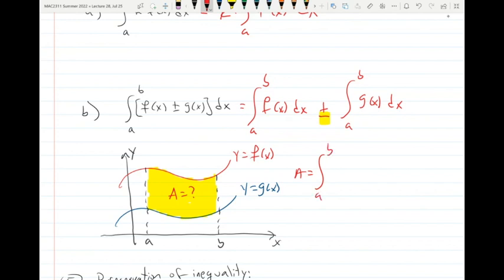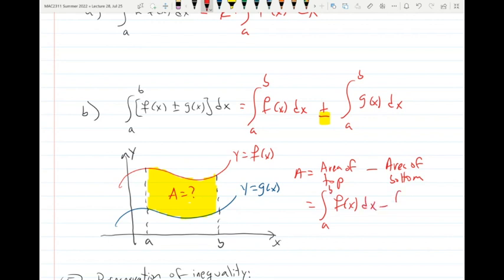So to find the area between two curves, what you can do is find the area of the top curve. Let me first write it in words. So the area is going to be the area of the top minus the area of the bottom. Do you understand this? In other words, the area of f, which is the top curve, minus the area of the bottom.